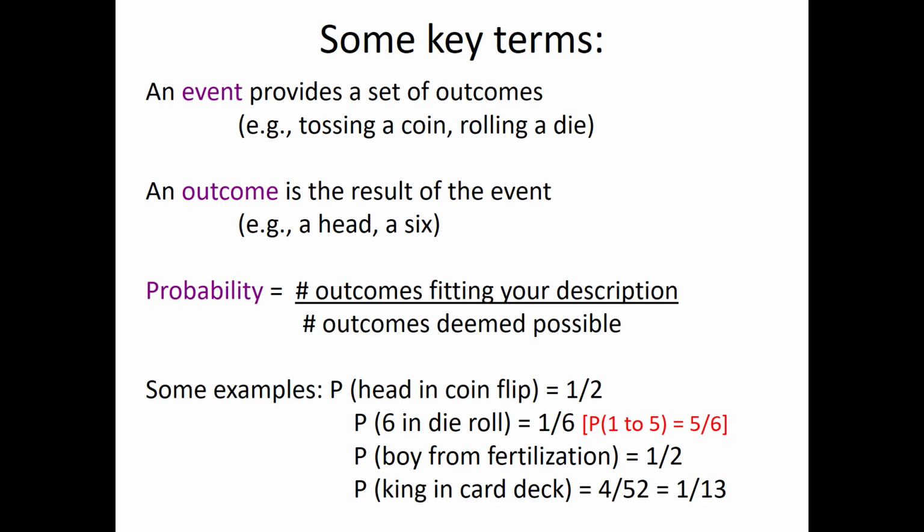So some of the key terms that we'll be using are an event, which provides a set of outcomes. For example, an event could be tossing a coin, rolling a die. An event could be the gender of a child that is born. Another thing regarding events is the outcome. What's the result of the event?